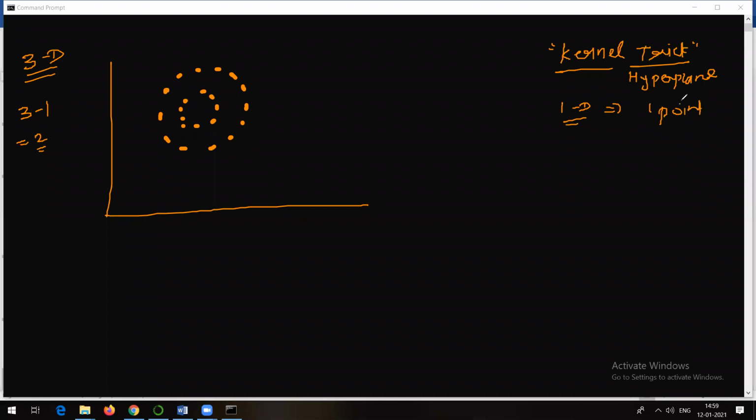For one dimensional data, the hyperplane will be a point, because 1 minus 1. For two dimensional data, what is the hyperplane? The hyperplane will be a line. In the earlier example, we have seen that. For three dimensional data, the hyperplane will be an actual plane. How? That we will see. So in general, for n dimensional data, the hyperplane will be of n minus 1 dimensions. Remember, this is what happens in support vector machine.